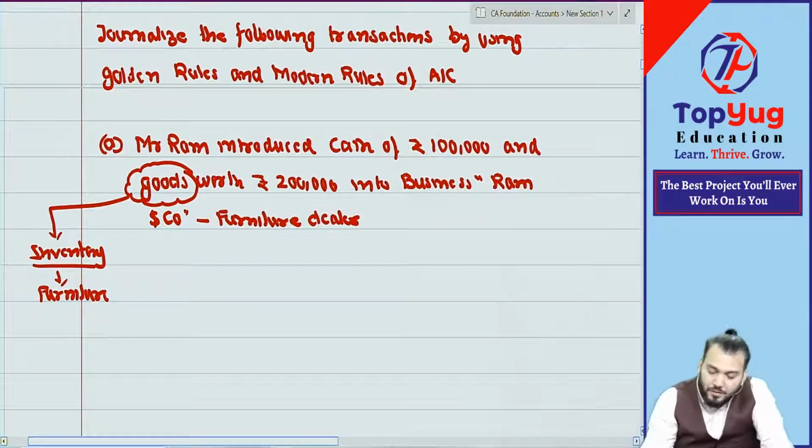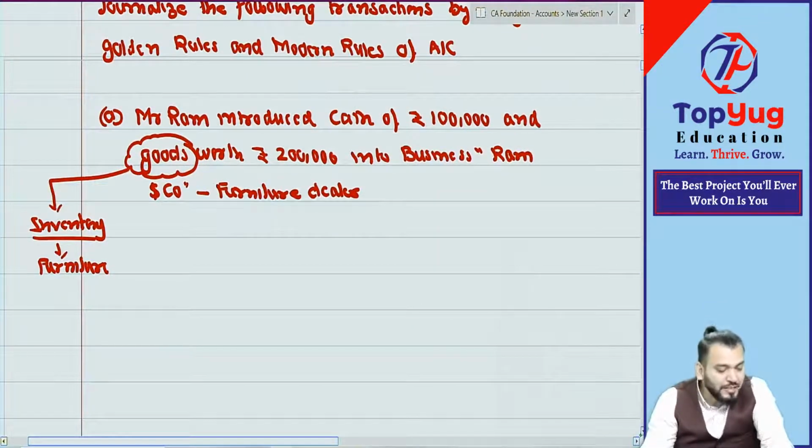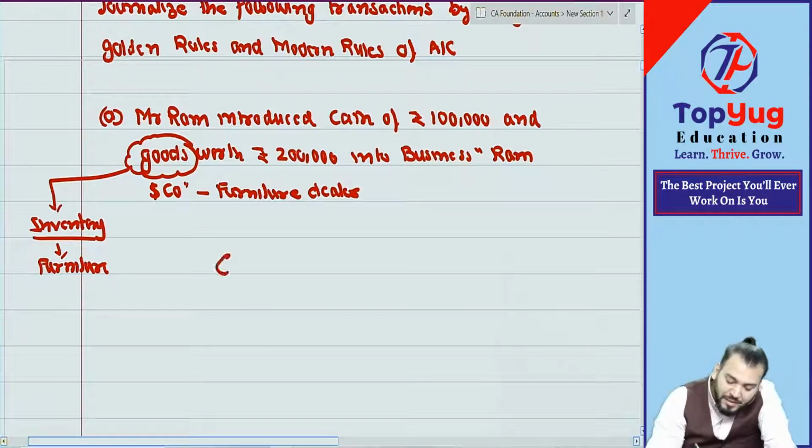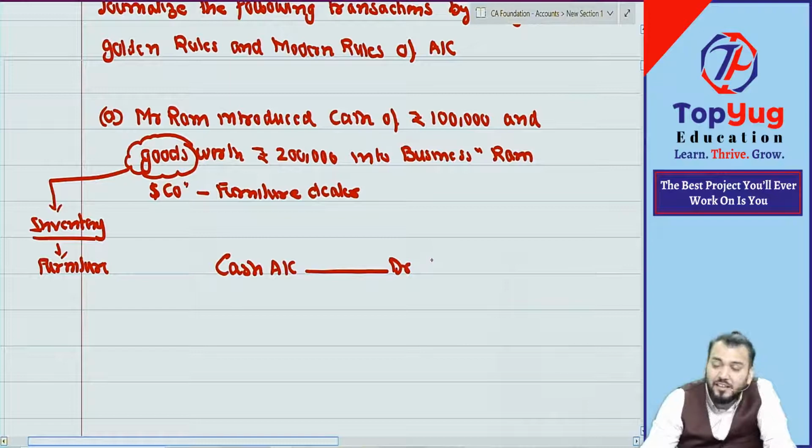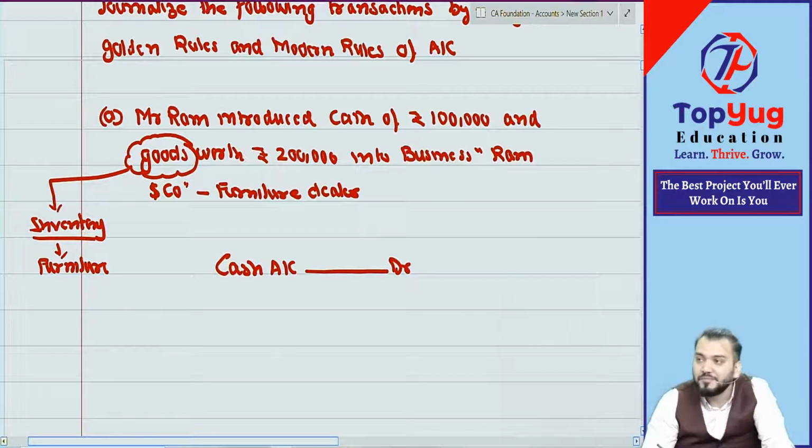First, what will be the journal entry? Cash account debit. Why is cash account debited? Because it is a real account. Debit what comes in. Then can I say goods is also coming in?